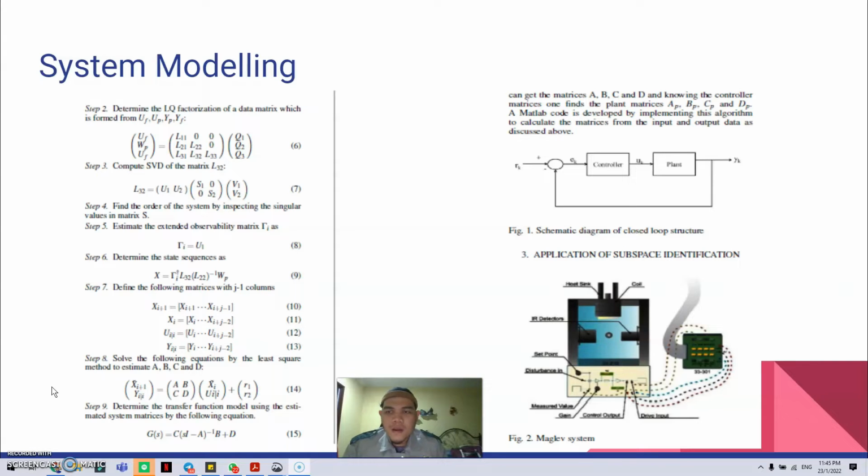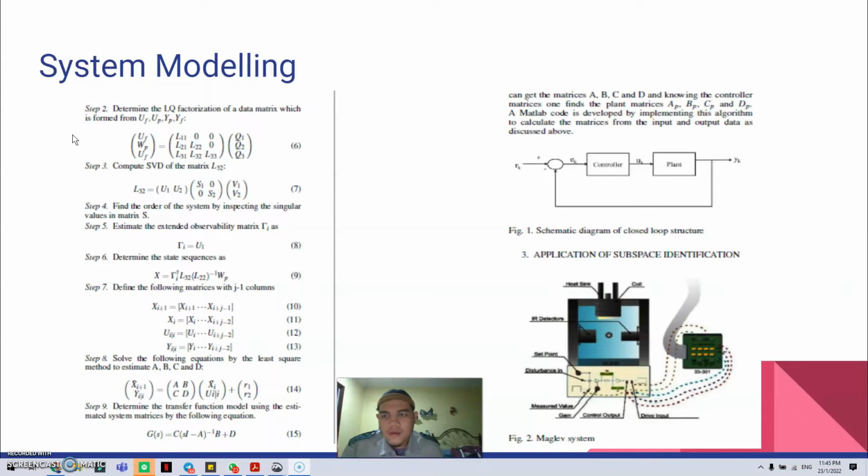EA19052. I will explain the system modeling for the magnetic levitation. The magnetic levitation experiment is a magnetic suspension system which is used to levitate a steel ball in air by electromagnetic force generated by an electromagnet. As we can see here, we can get the transfer function equation by undergoing several steps.